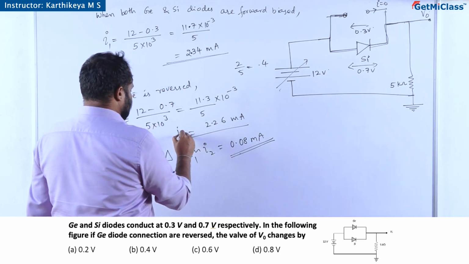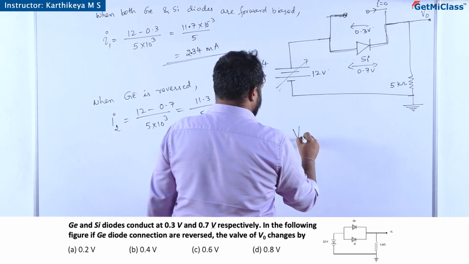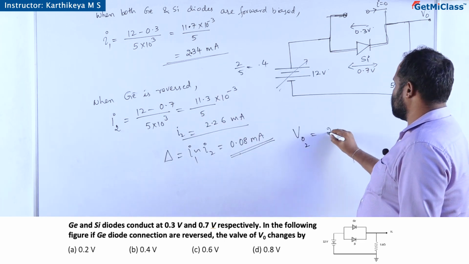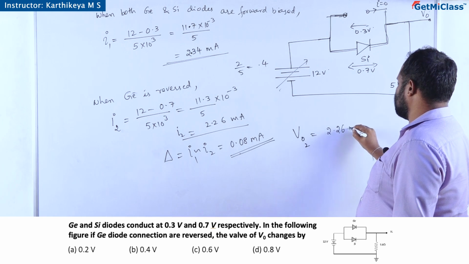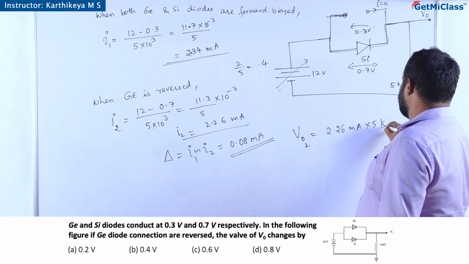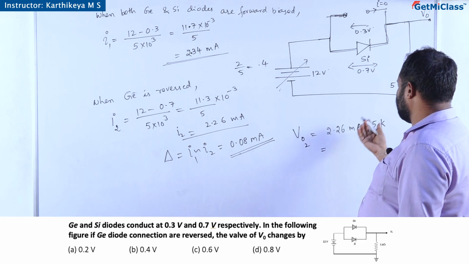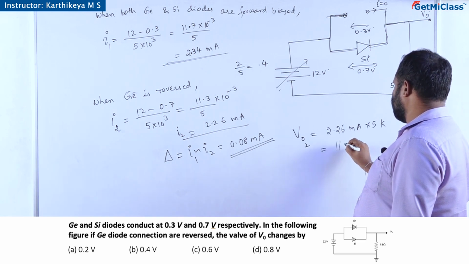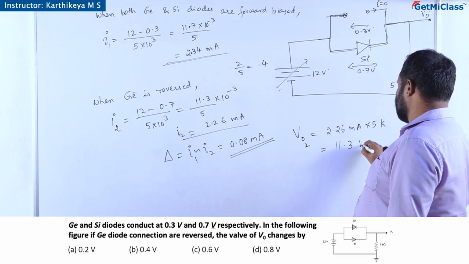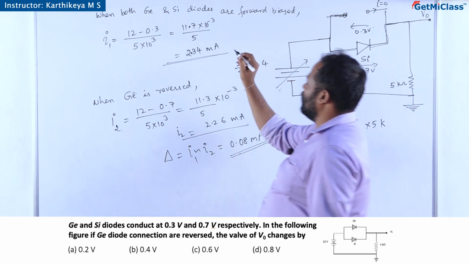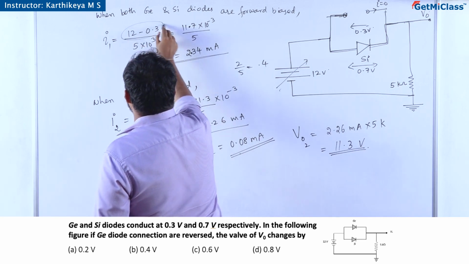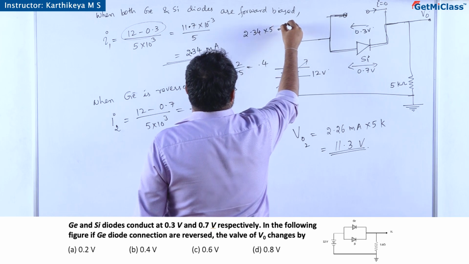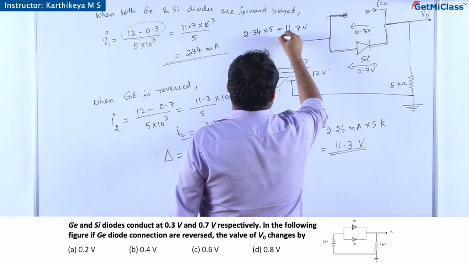Now, this is a current I2. Voltage now V2 for the second time is 2.26 milli into 5K. So, when you are multiplying, you make it half the number and put a decimal later. So that is 11.3 volt. What about this? Here it is 2.34 into 5. So that is 11.7 volt itself.